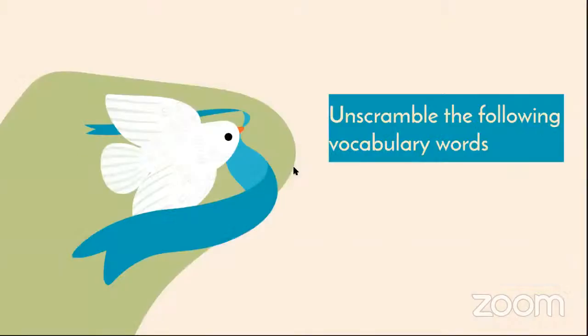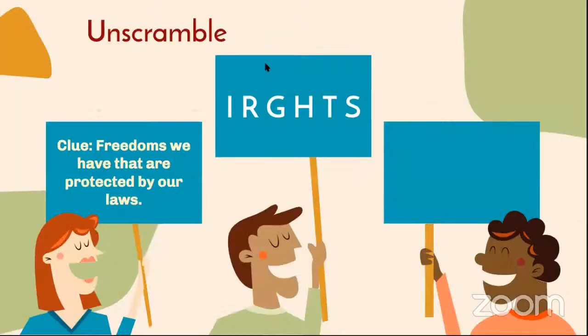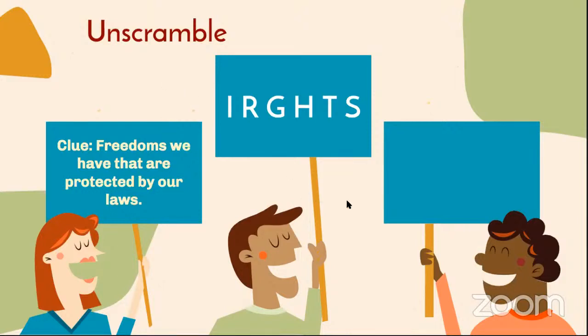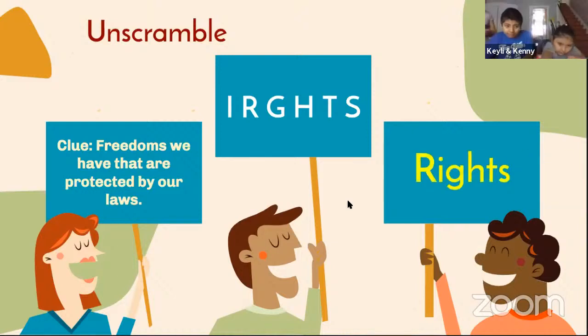Great job, everybody. All right, unscramble the following vocabulary words. In the middle you have the scrambled word. Your clue is freedoms we have that are protected by our laws. What is this vocabulary word? Keely and Kenny, go ahead and unmute yourself. It's rights. Yeah, it's rights. It is right. Good job. Woo!